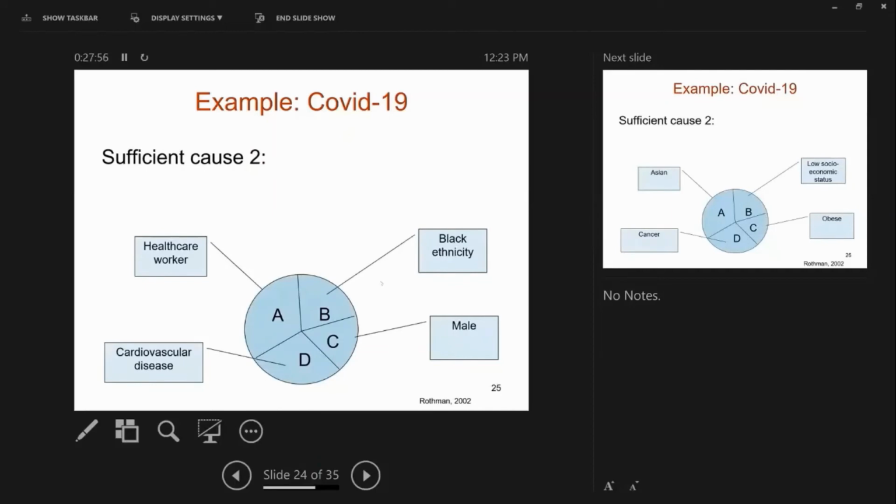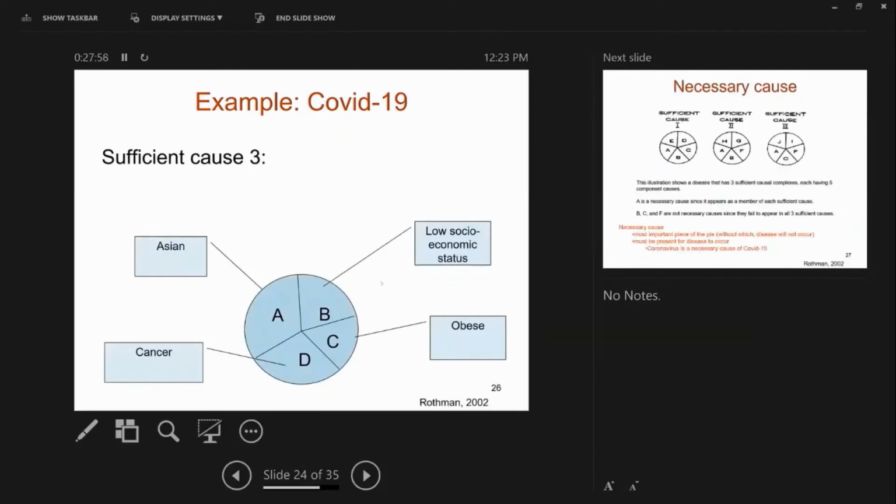Second sufficient cause. Here's a third one. Asian, has pre-existing cancer, low socioeconomic status, and is obese. That profile could cause COVID-19, right? So this sufficient component cause model is a very nice way of thinking about causality. It also helps us figure out which risk factor is important in which community. It also helps us think about what will happen if we removed one risk factor alone, to prevent that causal pie from forming in the first place, right?